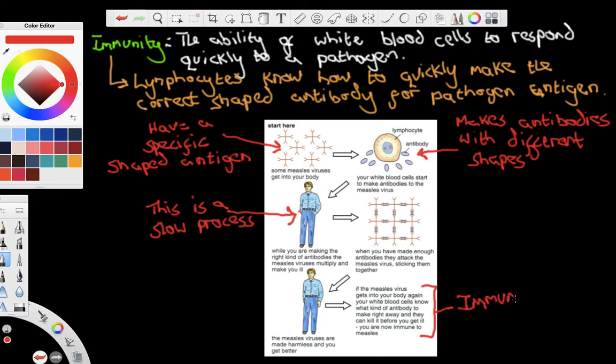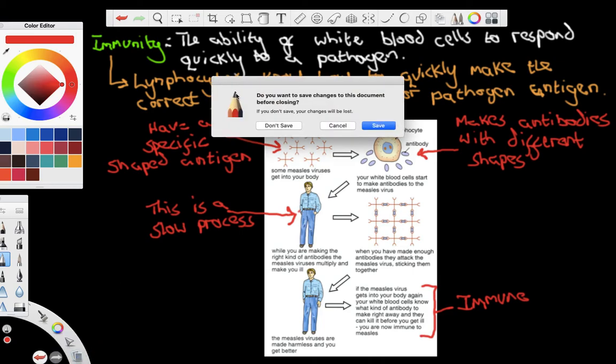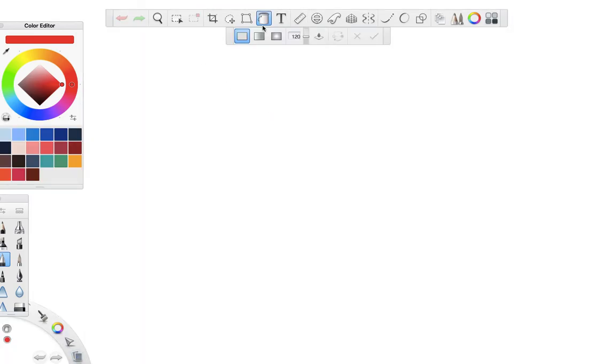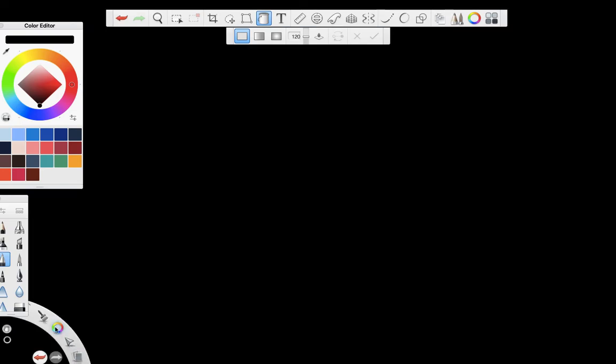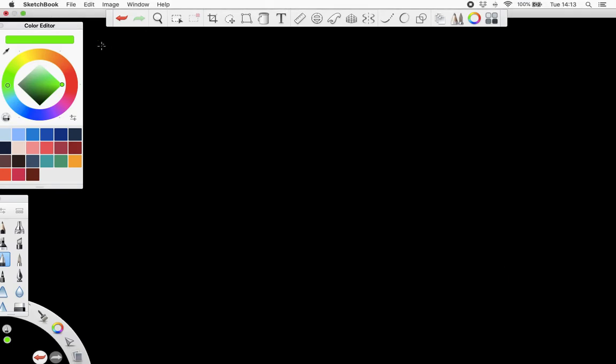We can say that you have immunity to this illness because your white blood cells can now quickly make antibodies to attack the pathogen, to stop you feeling ill. Okay? So immunity is the ability of white blood cells to respond quickly to a pathogen. We've got what happens to develop immunity here, and we've annotated it with what we said on the previous screen. So let's go over our final part of this lesson today. Refresh our screen, put it back to black, get a green pen. Our next keyword, and our final one, is the word vaccination.